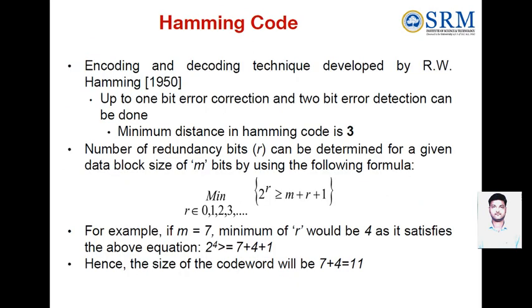In the next slide, we will go to the actual Hamming code. In 1950, Hamming developed this technique for error correction.